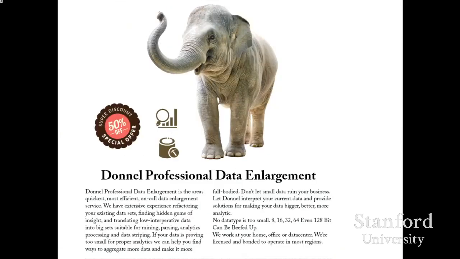I know it's horrible. Everyone wants big data. So now there are little service companies that go around enlarging data for you. No data type is too small.